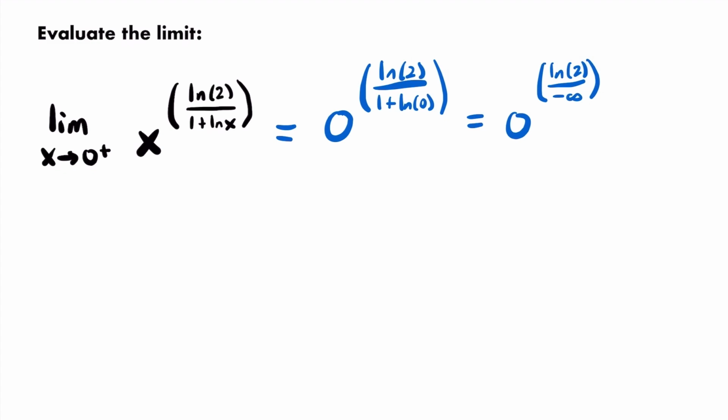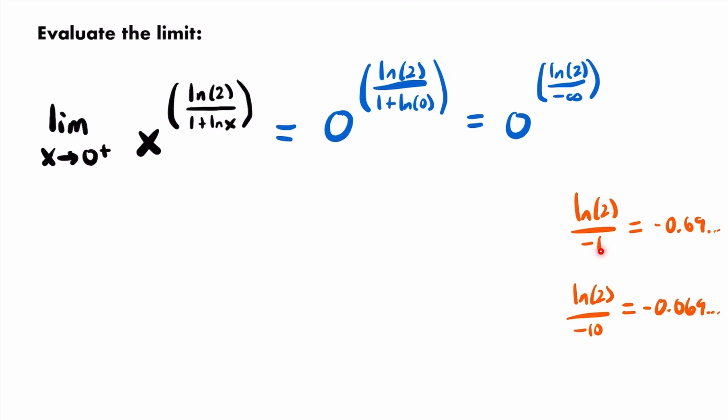And just a couple values to show you what I'm talking about. The natural log of 2 divided by negative 1 would be equal to negative 0.69 and some more decimals. And then the natural log of 2 divided by negative 10 would be equal to negative 0.069 and some more decimals. And you can see that as that denominator gets smaller, the result is going to get closer and closer to 0. Okay, and you could continue to check that for more values in the denominator.